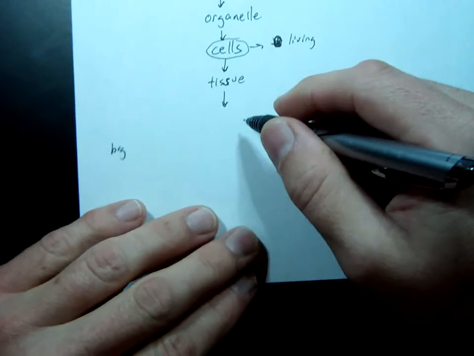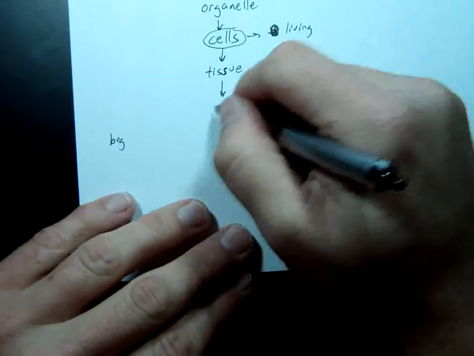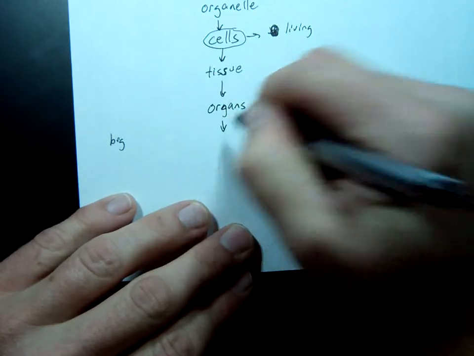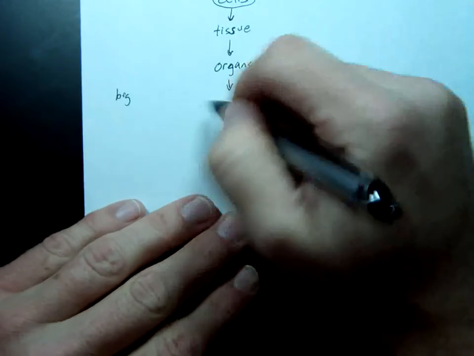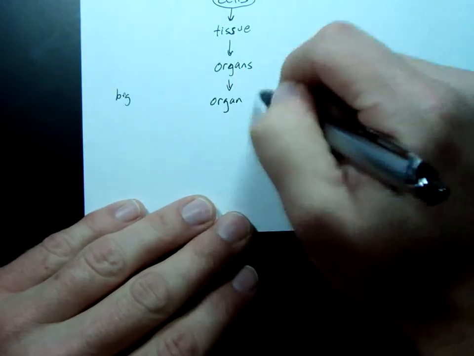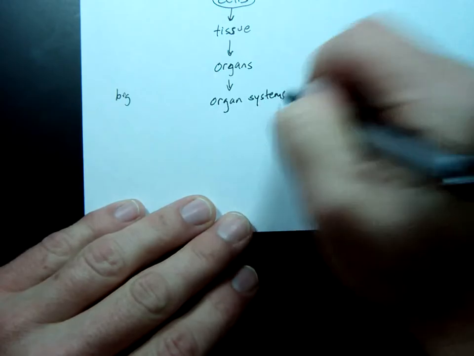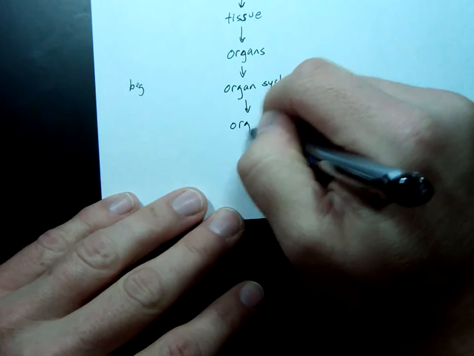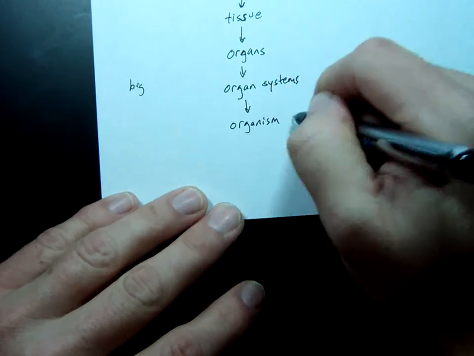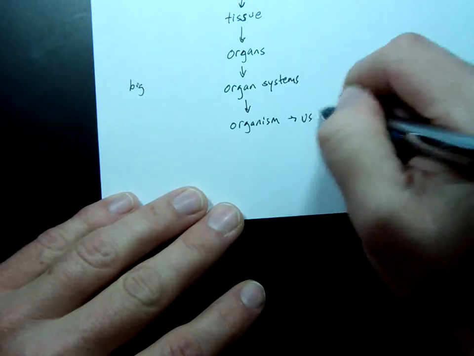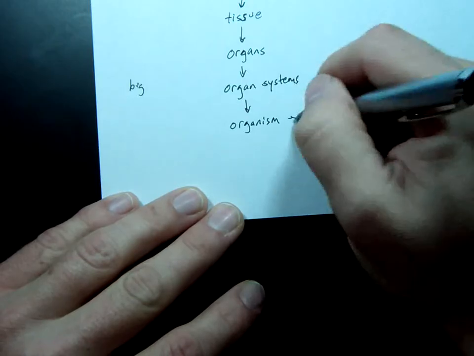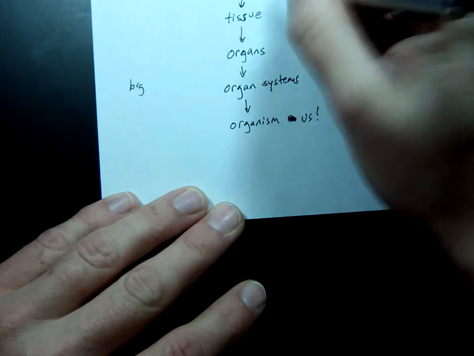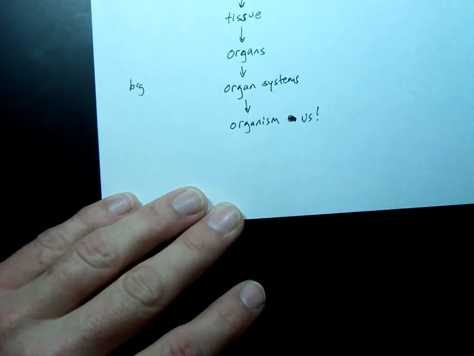Tissues come together to make what, gang? Organs. Organs come together to make organ systems. And finally, organ systems come together to make organism. That's us. Yay. Still don't need really an arrow there. It makes it seem like it veers off. There's a thing there. Perfect. All right.